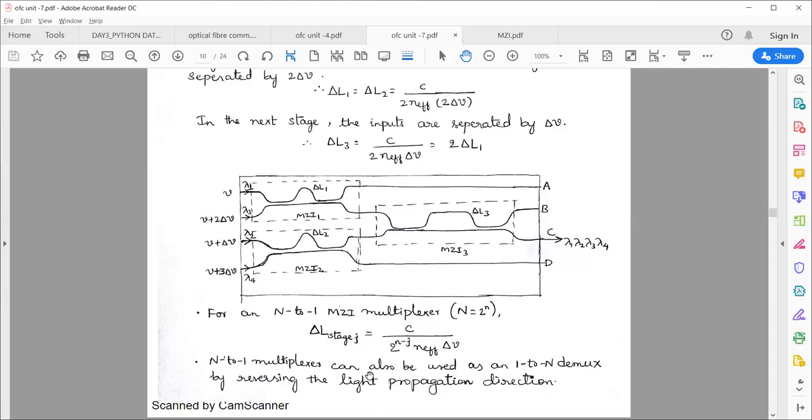And you can also implement the opposite case of an n to 1 multiplexer as a 1 to n demultiplexer just by reversing the light propagation direction. So you can see in the layout here, the light propagation direction is from left to right, which implements the multiplexing concept. If the light propagation direction is from right to left, that is in this direction, you can easily have a 1 is to n demultiplexer implemented.